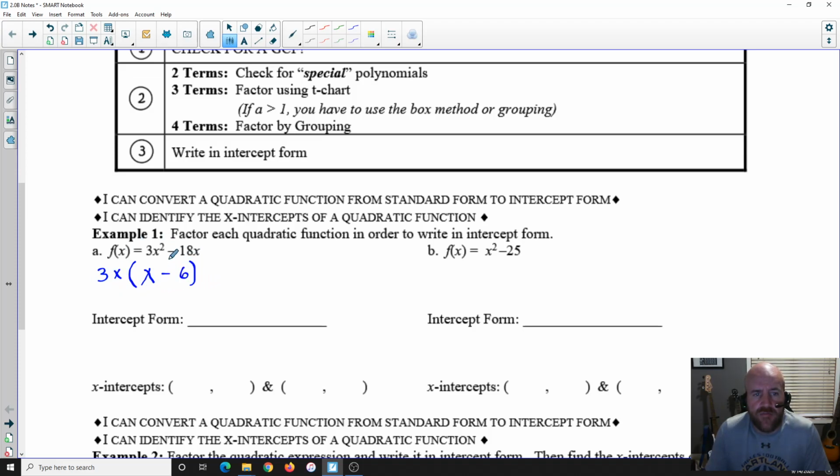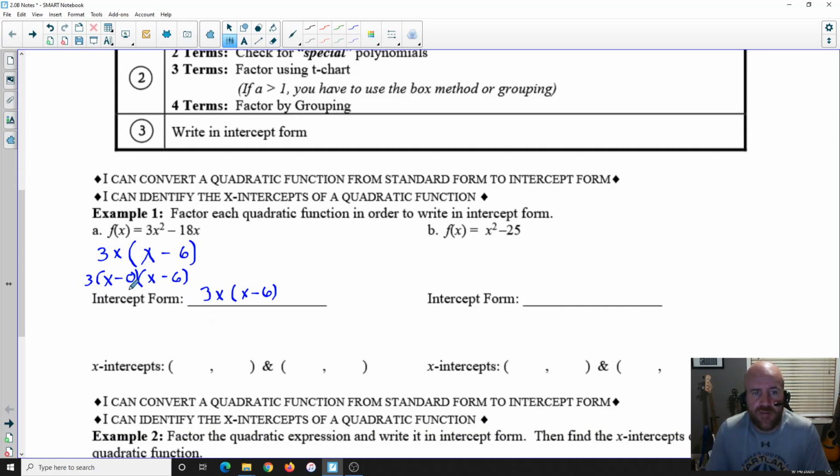So now we have it in intercept form. We do have this here, which we could also write as this. X minus 0 is just x. We don't have to write it out this way, but it helps some of us see what the intercept would be. So intercept form, you can write it this way, or you can write it the way that I had it initially. Or like I said, you could write it like this.